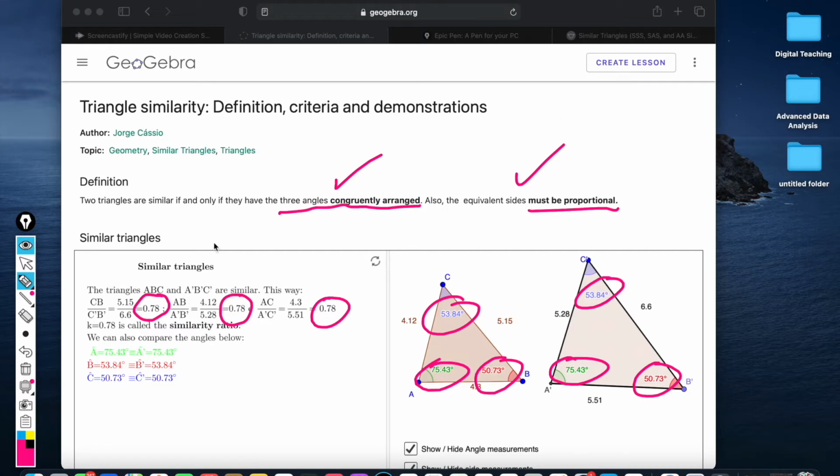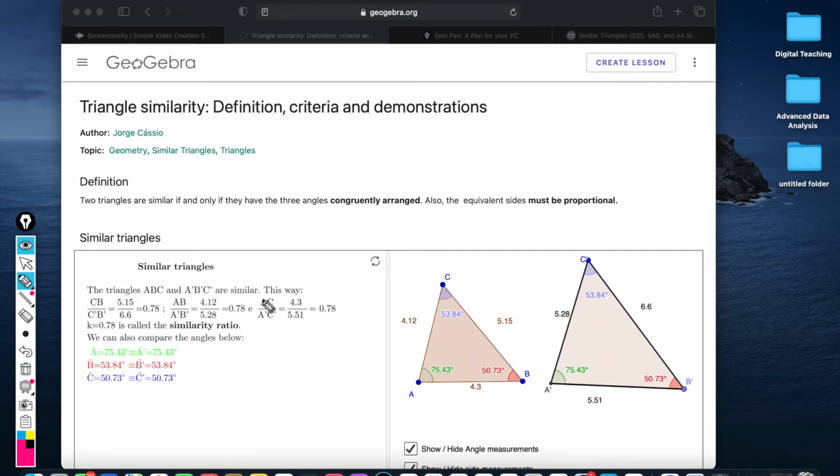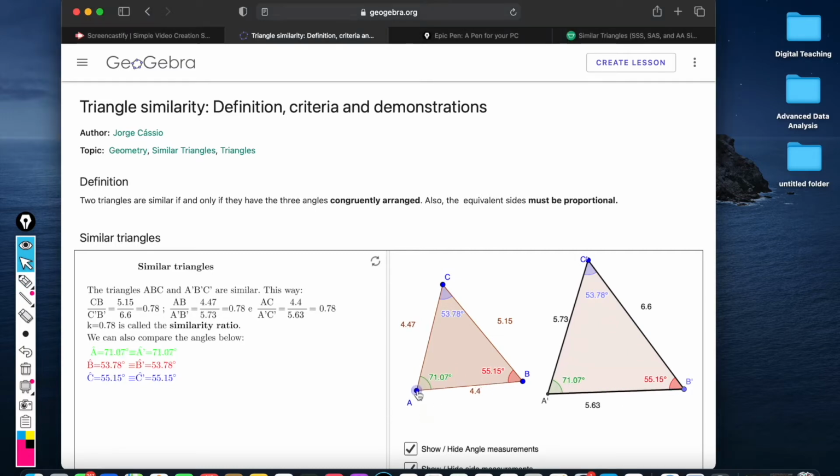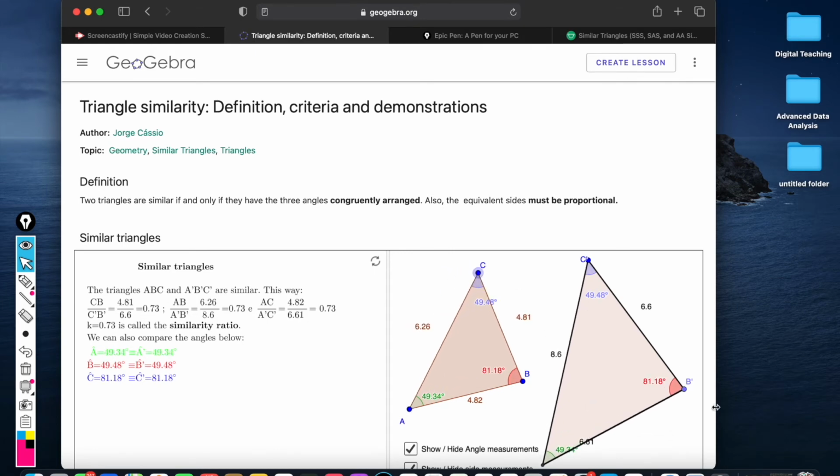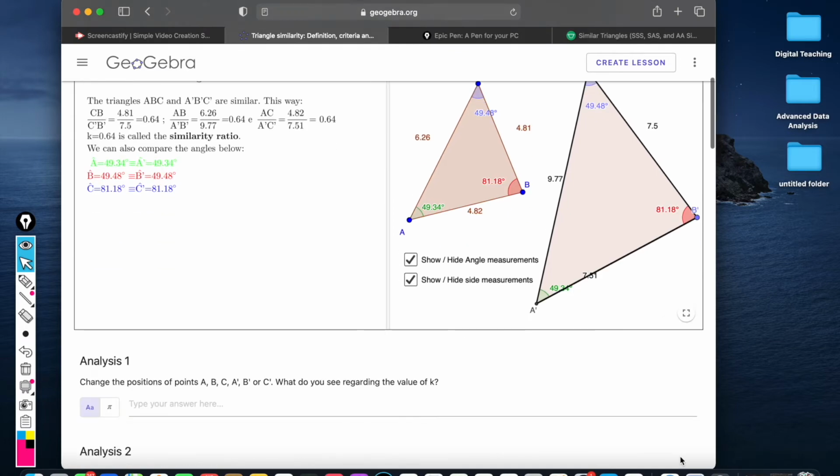You'll be able to see this broken down yourself. I suggest that you take the dots of the triangles, move them around, see what happens if you start moving some of these around, and note what happens to these.